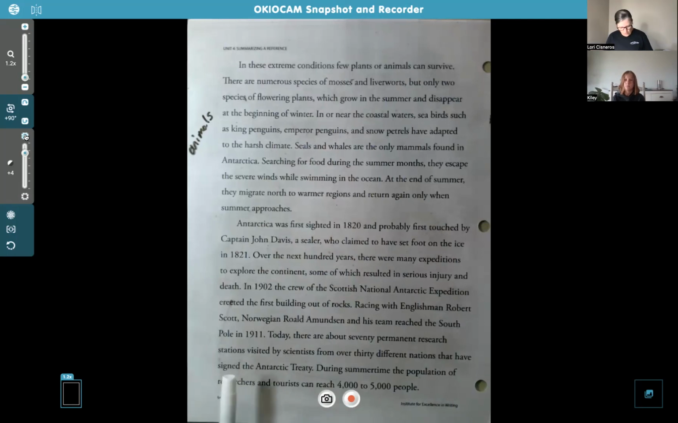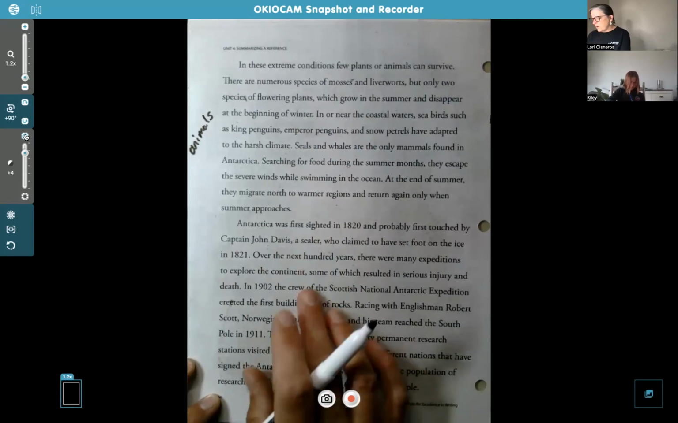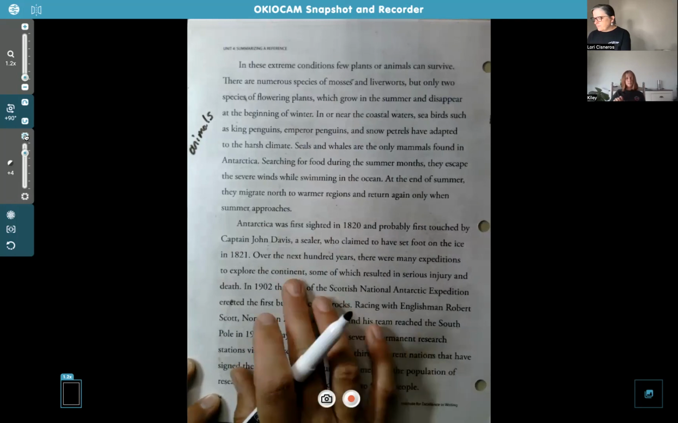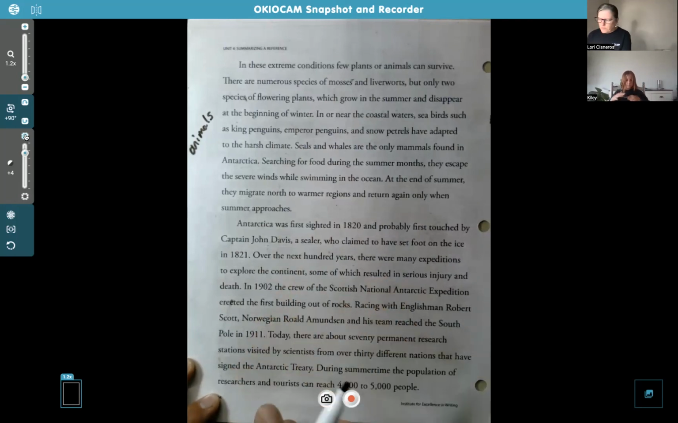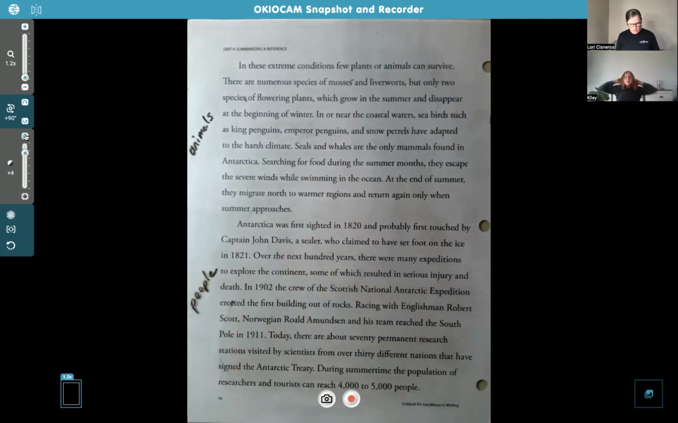But okay, so what do you think that last paragraph was mostly about? The visitors. The visitors, yeah, and maybe the scientists. Maybe we could just put people, because that would cover both the tourists and the scientists and the pioneers there, the ones who first discovered it. So let's just put people for that last one. Okay.